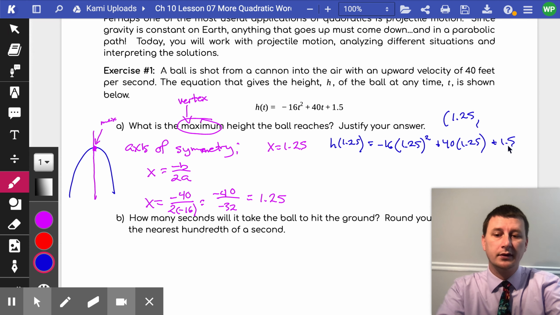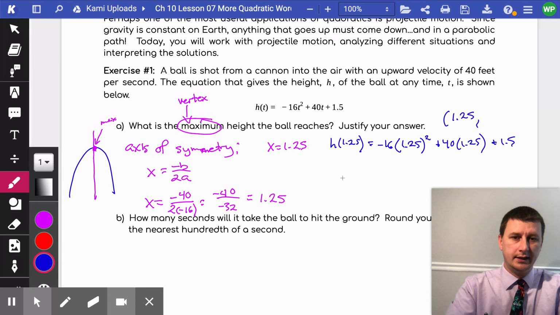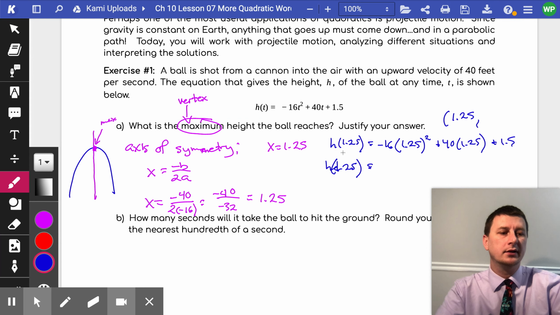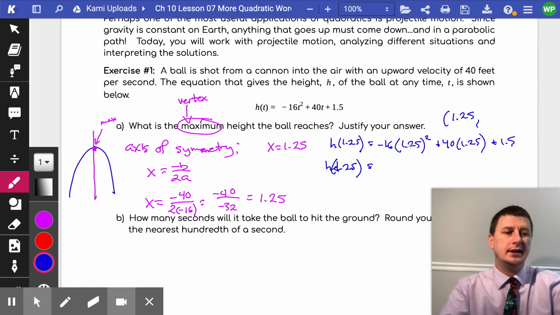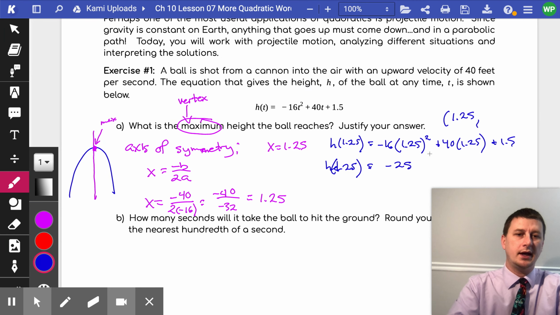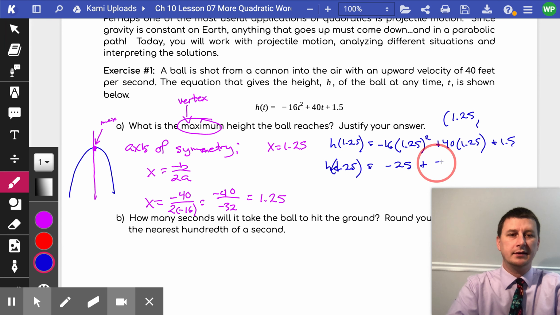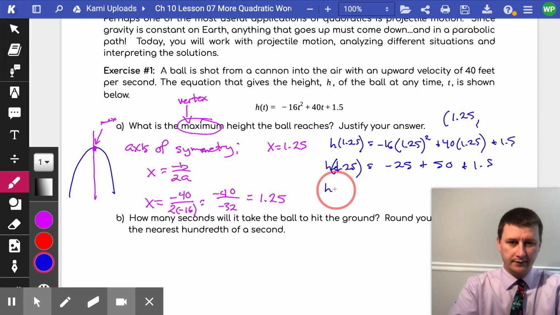I've got 1.25 squared gives me 1.5625, times negative 16. That's going to give me negative 25 right here. 40 times 1.25, that's going to give me 50 there. And over here, I'm going to have plus 1.5. So I believe if I add those all up, I would get 26.5. So h of 1.25 is going to be 26.5, if I believe it.